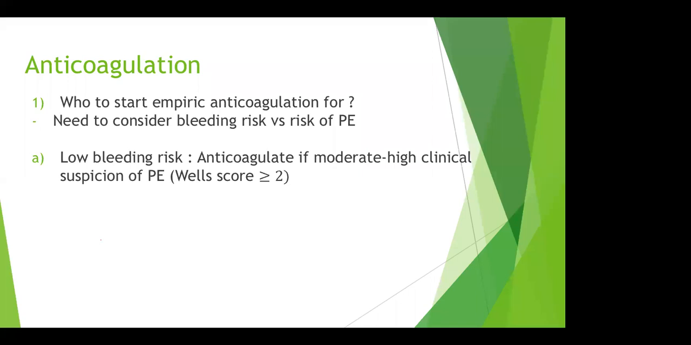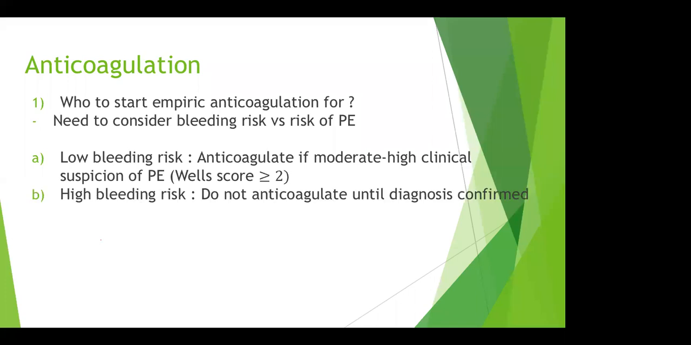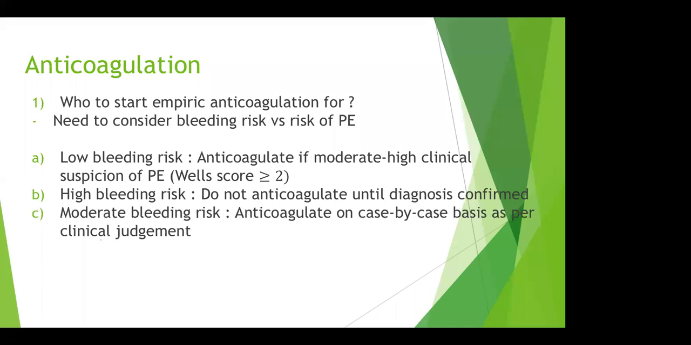Any patient with a low bleeding risk, if your suspicion is moderate to high, that is, if you have a Wells score of at least 2, then yes, you would anticoagulate them empirically. For patients with a high bleeding risk, you'd probably want to wait for the diagnosis before anticoagulating. For anyone with a moderate bleeding risk, you do it on a case-by-case basis using your clinical judgment.